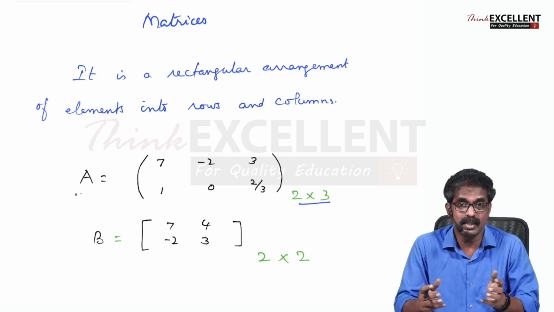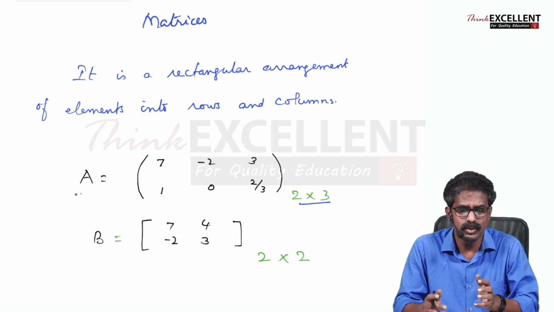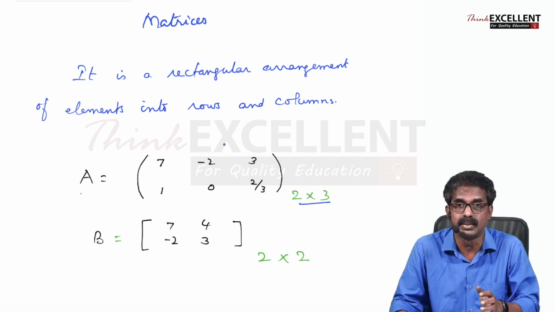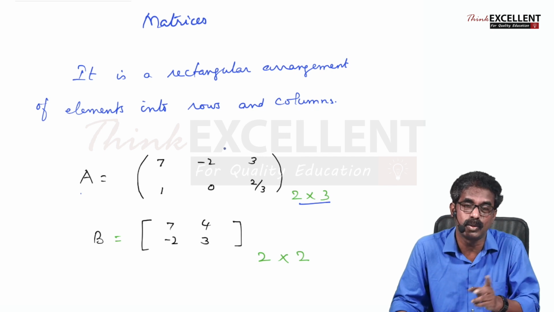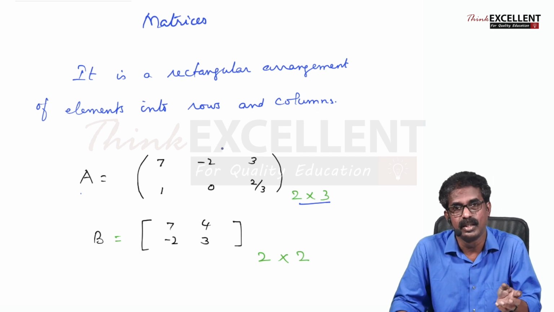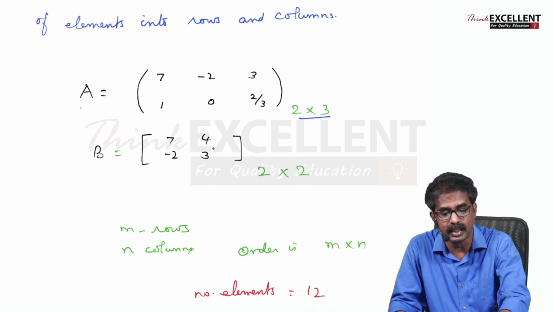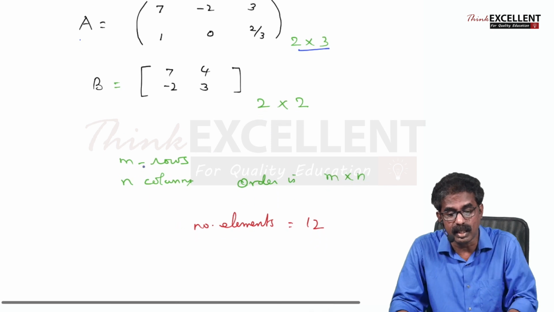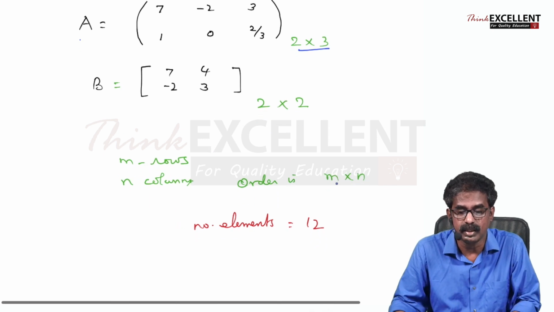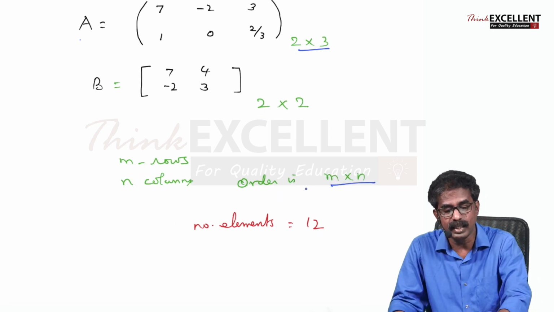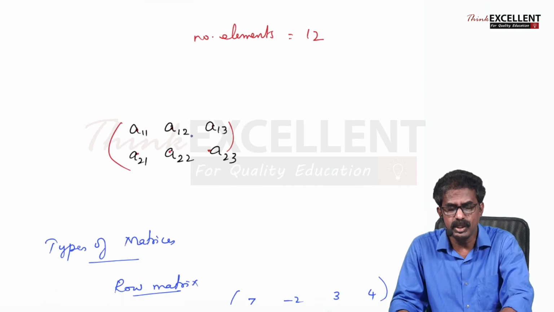Then how many elements are there? Just to see the first one, you can see 6 elements. What is the order? 2 by 3. So 2 into 3 is also 6. Suppose it is a 3 by 3 matrix, how many elements will be there? 3 into 3, 9 elements will be there, right? So if there are m rows and n columns, then the order is m by n.